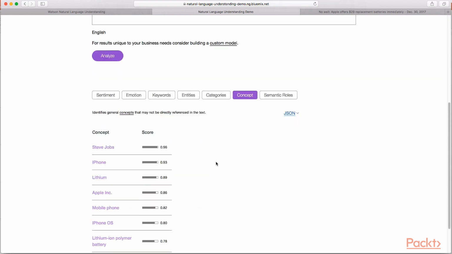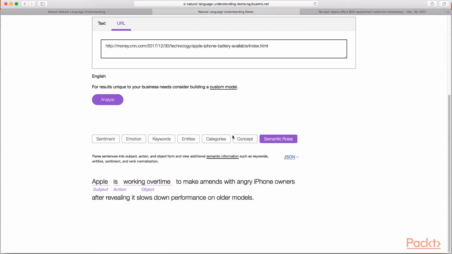Then these are meta level concepts that are not explicitly written about, but what the article is talking about. If I were to, as a human being, say, hey, what is this article talking about? You would say these are the kinds of things it talks about. Semantic roles are my subject, action, objects, or subject, predicate, objects, which are extracted from the text and whatnot. So here is a quick test drive of the API per se, which you can also go try out with your URL.